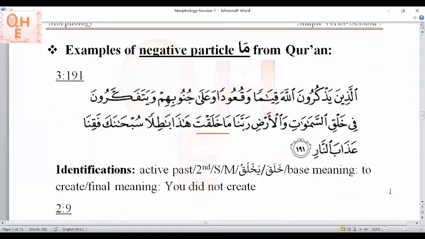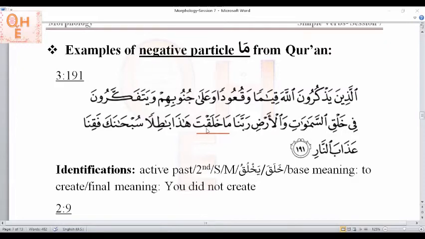Okay. So we have one example over here, the underlined words: ma khalaqta. We will first analyze the verb itself, then negate the meaning because ma means not. So what is khalaqta? It's very obvious from the ta suffix at the end that this is past tense. And you don't see a dhamma, so this is active. This is active past tense.